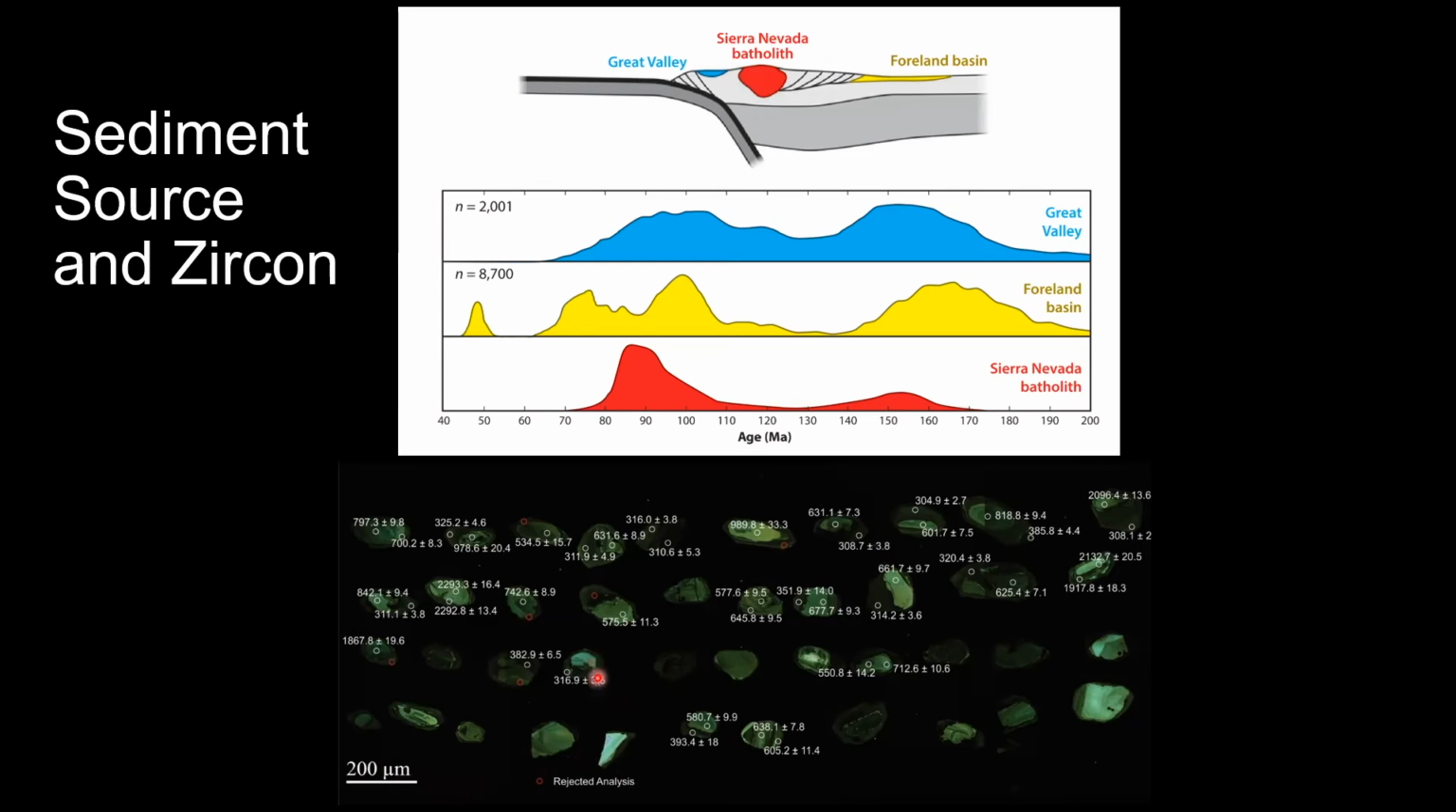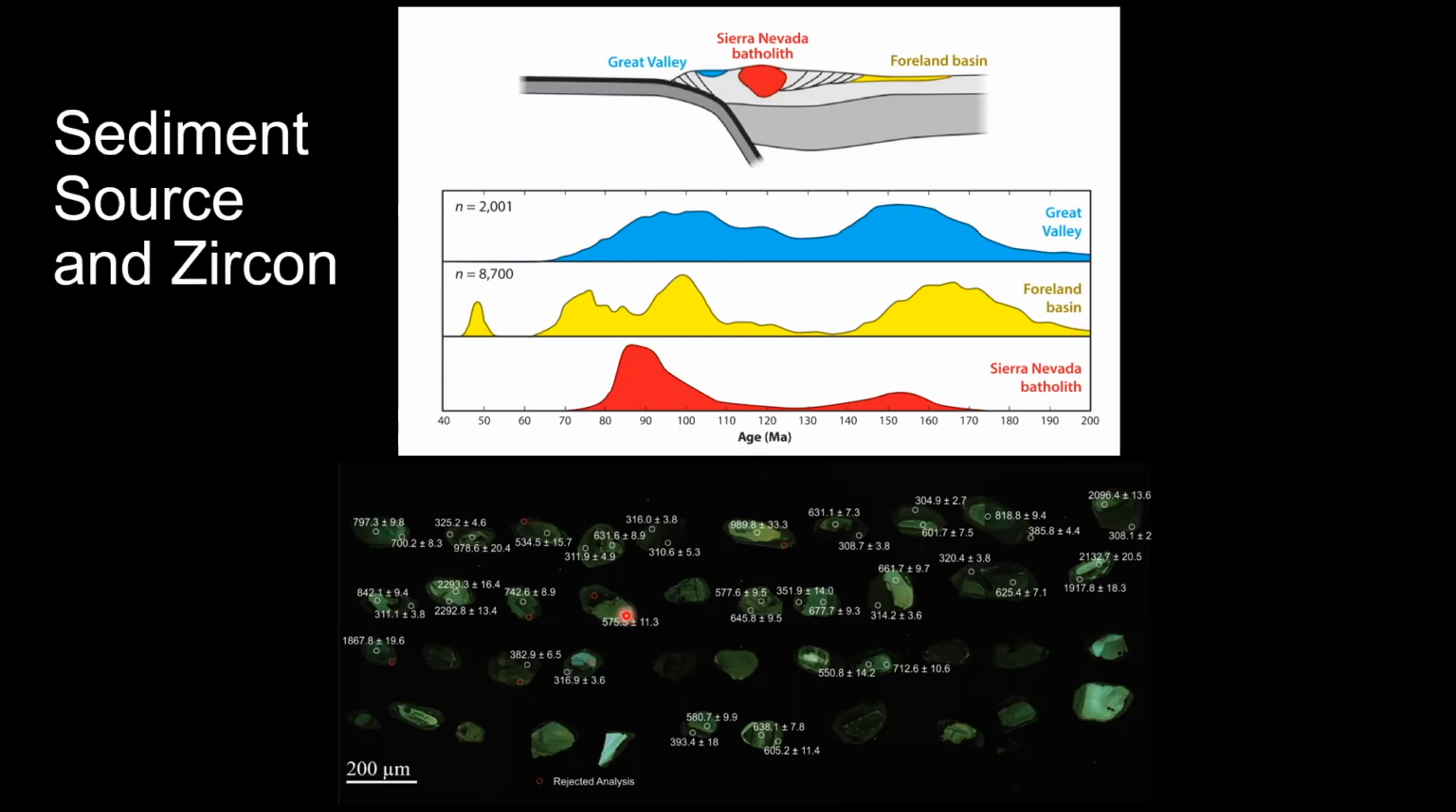But we have facilities where we can separate out a bunch of these tiny little zircons, put them on a mount, and then shoot them with a laser. So all of these red and white spots are places where we shot these zircons with a laser in order to blast some material off of them. And then we can measure concentrations of uranium and lead in them to come up with a radioactive isotope age.